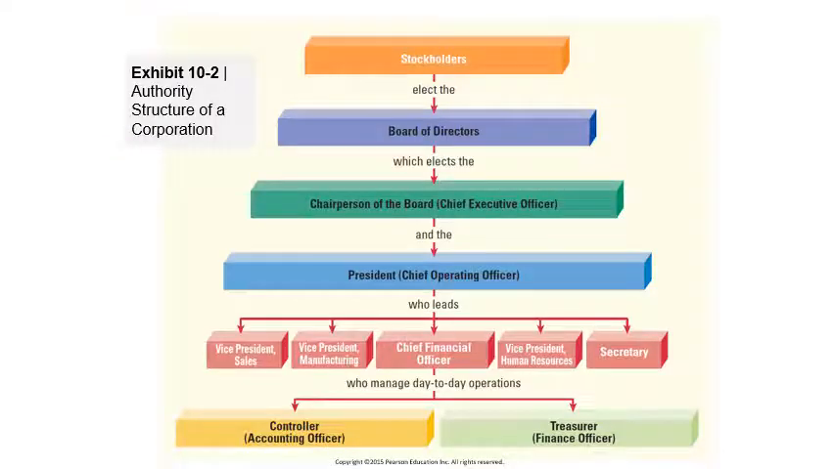So the authority structure is that the shareholders elect the board of directors, and the directors elect the CEO and the president, right? The COO also leads the vice presidents of sales, marketing, finance and human resources, and then those who run the treasury and controller. And down the structure there are supervisors and workers who run the factory, right? So this is the complete structure of how the management or authority structure of the corporate world works.